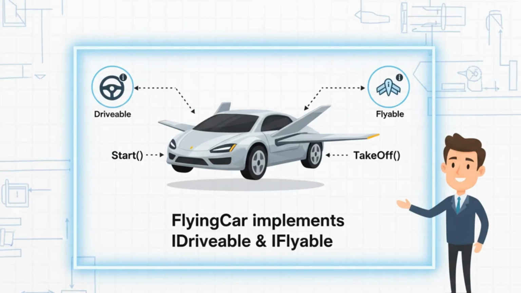And the result? Well, our flying car now has the best of both worlds. It can start its engine just like a car, and it can take off just like an airplane. It has effectively gotten behaviors from two totally different concepts, but without any of the ambiguity or conflict that we saw with the diamond problem. It's just a clean, safe way to get to the same goal.